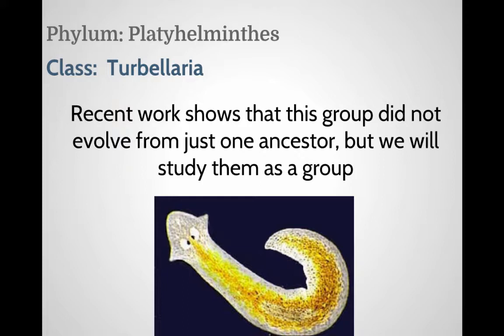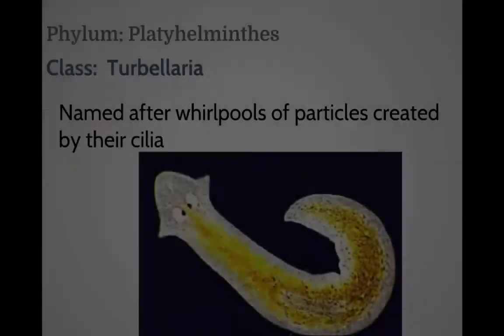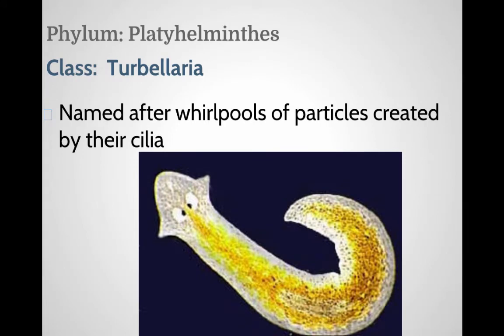One note about the class Turbellaria. It seems from recent phylogenetic work that all the species that are commonly referred to as Turbellarians did not evolve from one ancestor. But for our purposes, we're going to study them as a group. The class Turbellaria gets its name from the small little whirlpools of particles that are often seen swirling around them due to the cilia on their body.